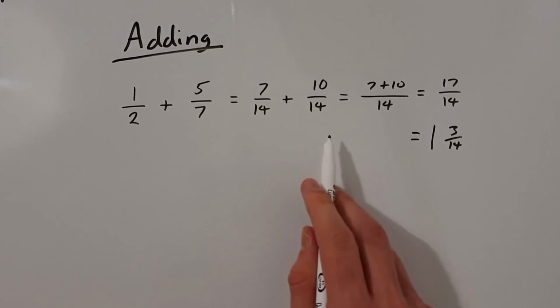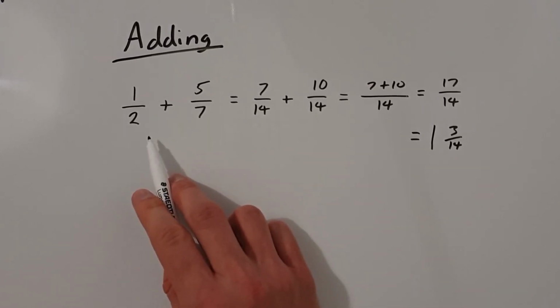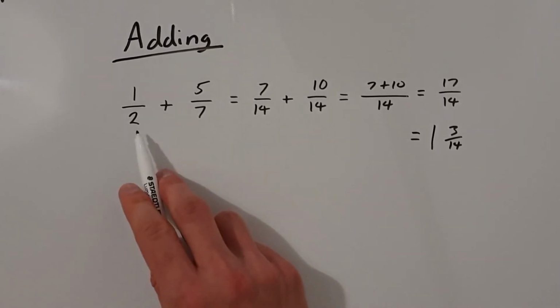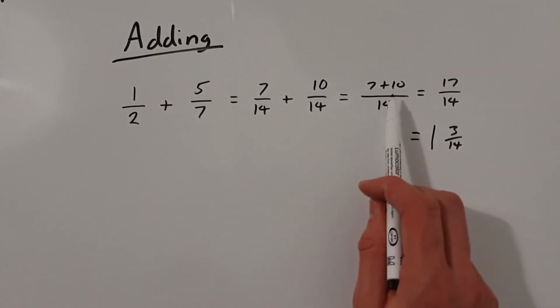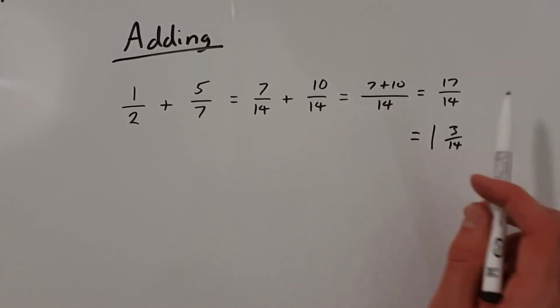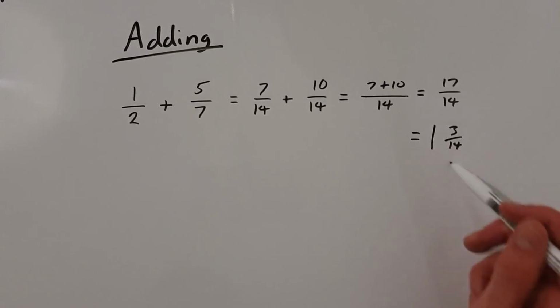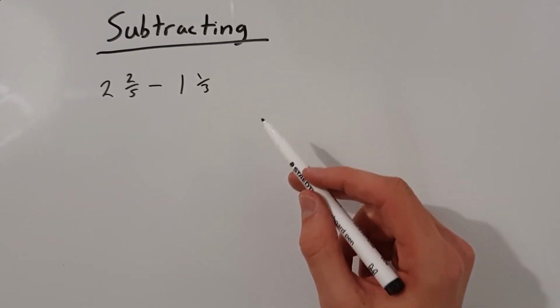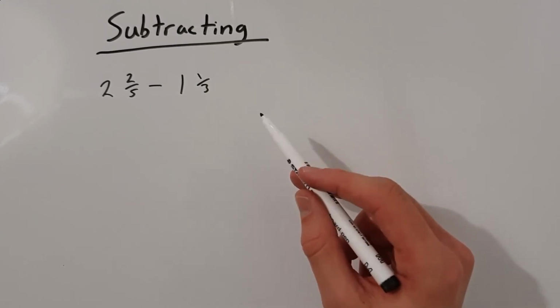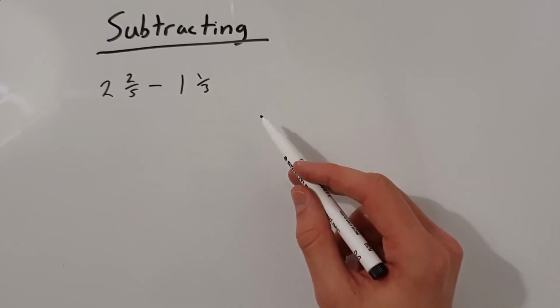Okay, so I hope that made sense. So the main things to remember when adding or subtracting fractions is you need a common denominator. You must convert these to equivalent fractions with the same denominator, and then you only add or subtract the numerators to get your final answer. And that's it. Okay, so now we're going to look at subtracting, and I'm going to show you how the previous method we used for addition works exactly the same way for subtraction.